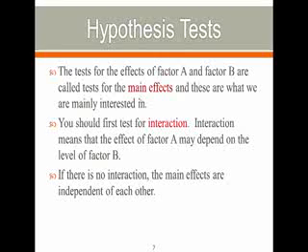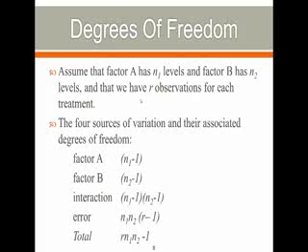Interaction means that the effect of factor A may depend on the level of factor B. In our example, it could be that brand A of coffee sells much better when it is at the bottom of the shelf. If there is no interaction, the main effects are independent of each other. And this is the reason we need to start by testing interaction. If we have interaction, then the main effects will not be powerful. Conclusion.